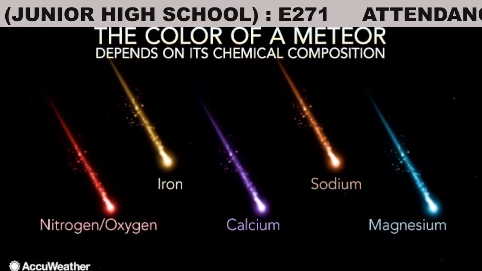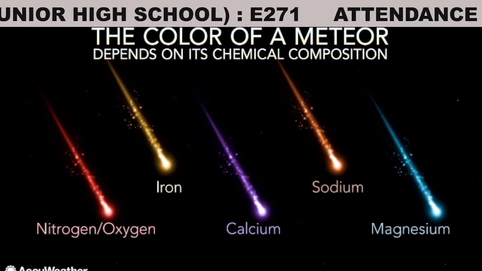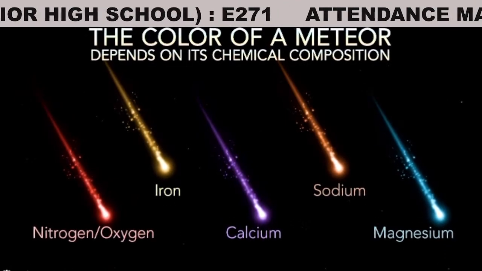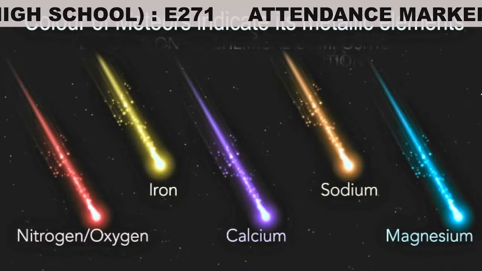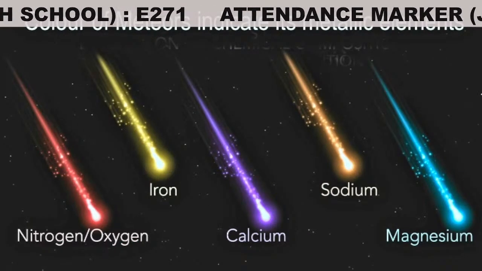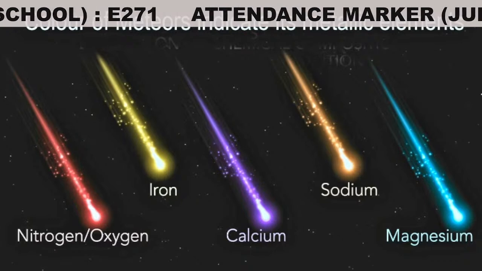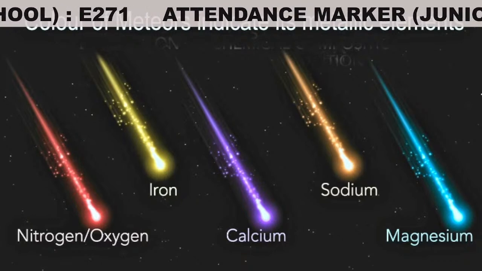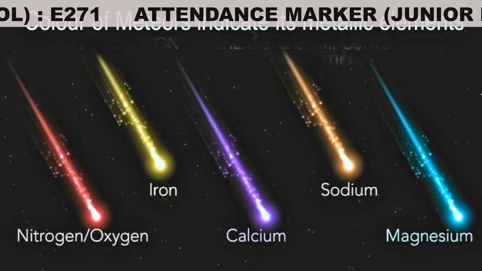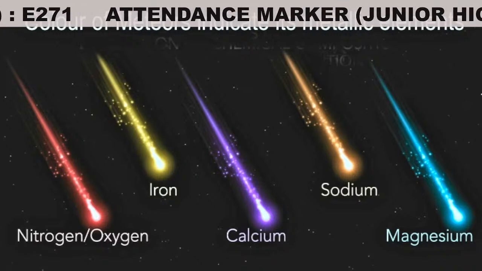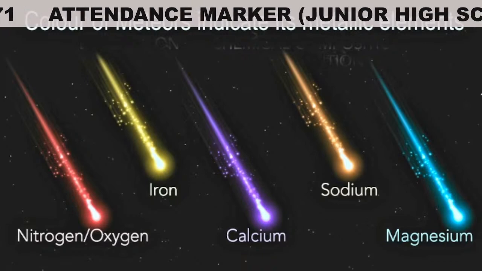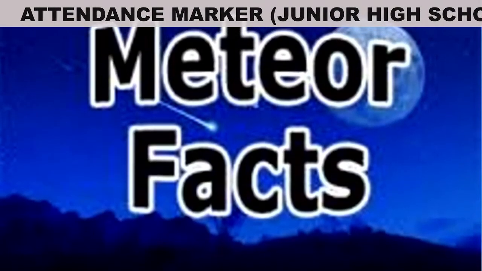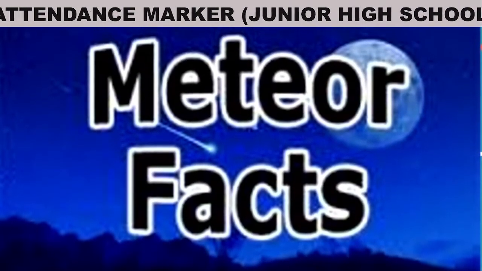The color of the observable light emitted by a meteor may depend on the chemical composition of the meteoroid. Orange-yellow if sodium, yellow if iron, blue-green if magnesium, violet if calcium, and red if it is atmospheric nitrogen and oxygen. There are also more interesting facts about meteors.